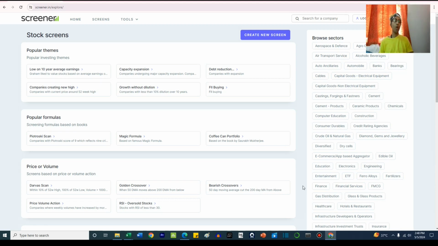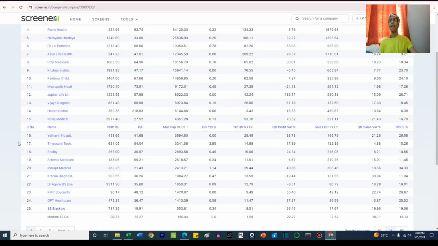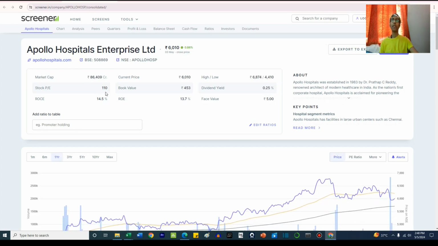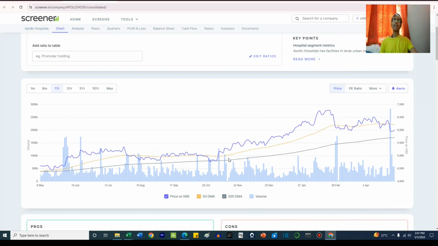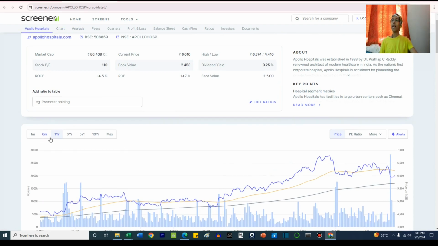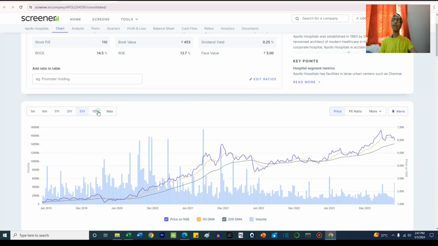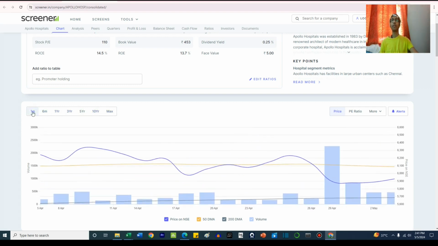Now, what do we do about it? Let's say we go to one of the sectors, say healthcare. Once you click on that sector, you get the entire list of companies listed on NSE and BSE in that sector. If you click on any of those companies, you get to the detailed page for that company. Here we have got into Apollo Hospitals. First, you will see a chart which represents the last 12 months or 1 year. You can extend it to 3 years, 5 years, 10 years, and max. Also, you can reduce it to 6 months and 1 month.